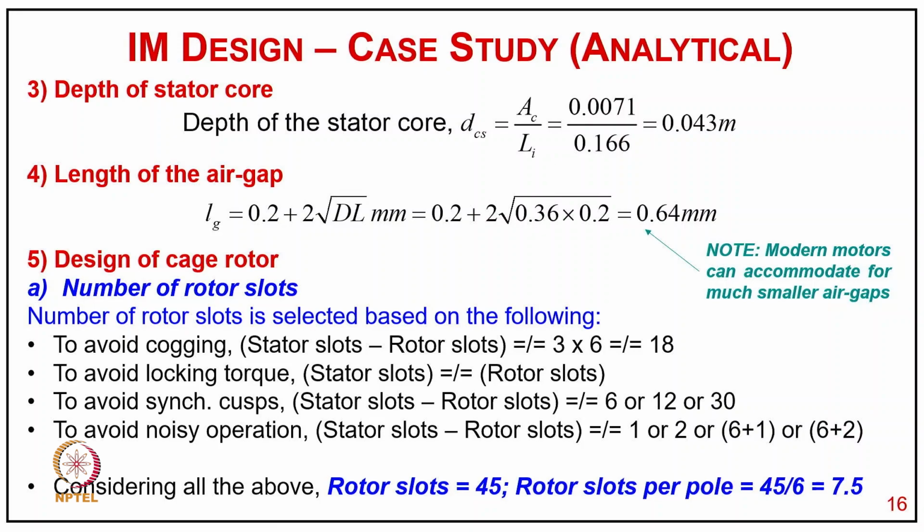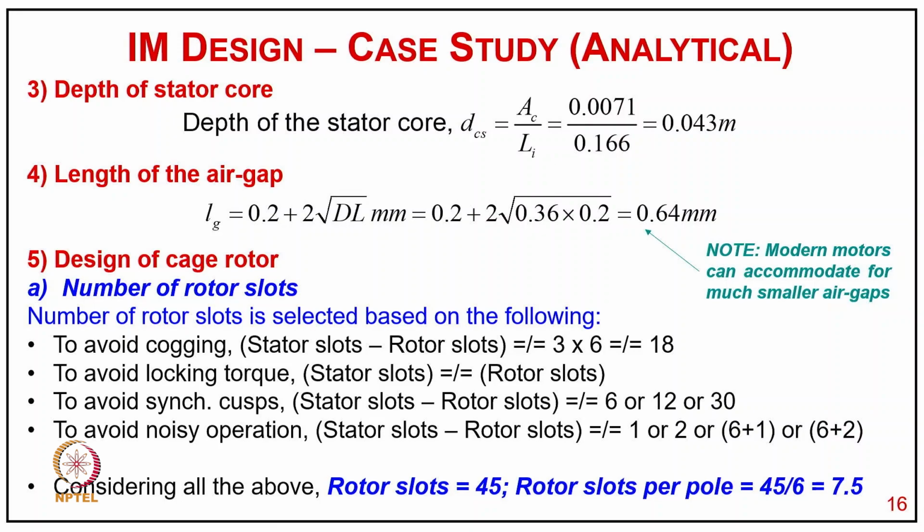And this normally we keep lesser than this air gap. This is just a guideline. For a modern motor can accommodate much smaller air gaps. So we keep lesser than that, depending on mechanical tolerance and other factors. Keeping a large air gap gives a penalty of higher magnetizing current. Of course, there are constraints on the other side also. So we normally select a little lesser than that, maybe in the order of 0.5 millimeter.